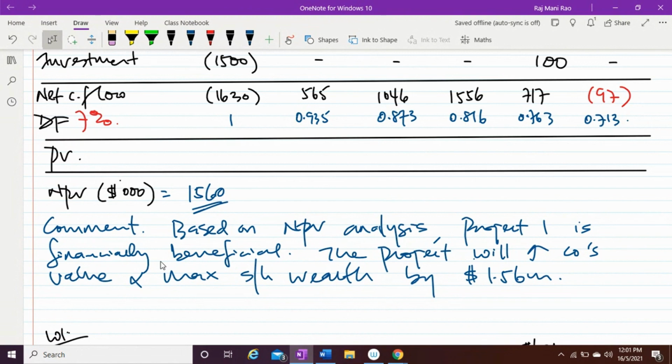Based on NPV, project 1 is financially beneficial. The project will increase company's value, maximize shareholders' wealth. By how much? 1.56 million. Okay?